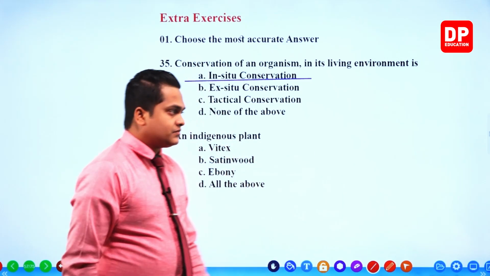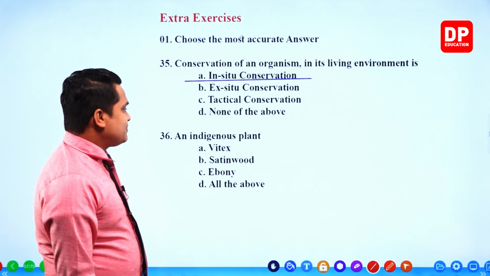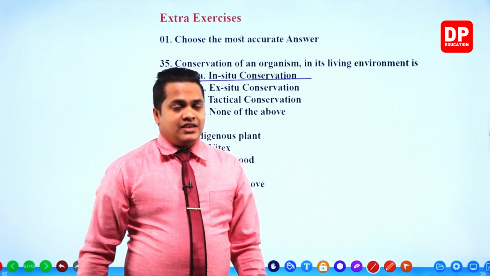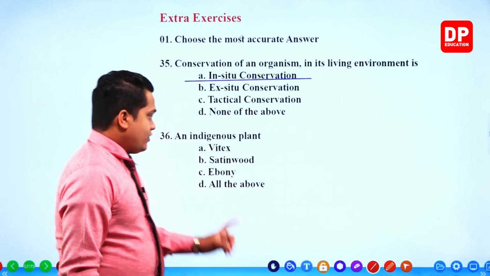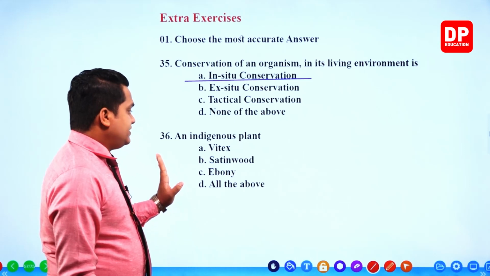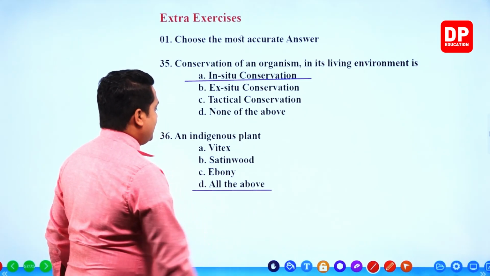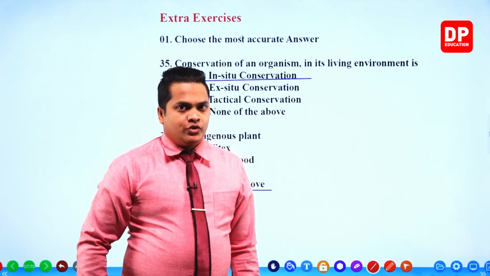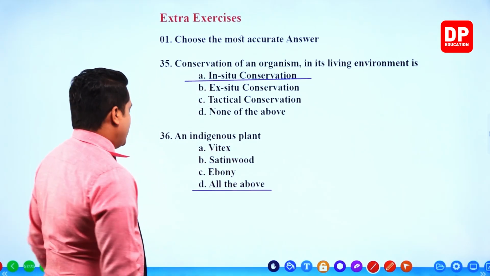Okay. Then the next one. An indigenous plant. Now, indigenous plant means it should be a native plant. So Vitex, satinwood and ebony, all of these are indigenous plants. We discussed that when we were discussing the in situ conservation unit. Okay.